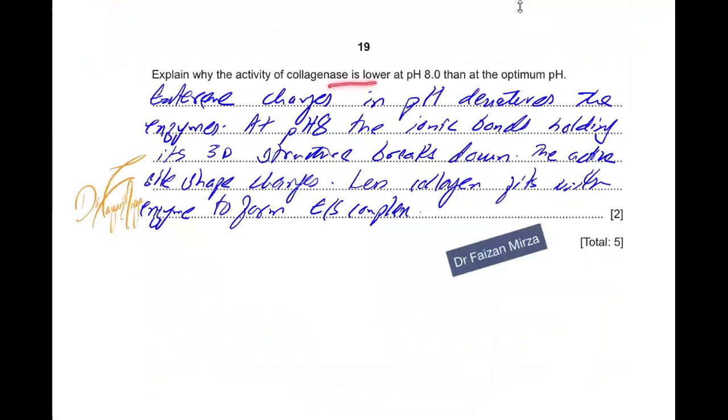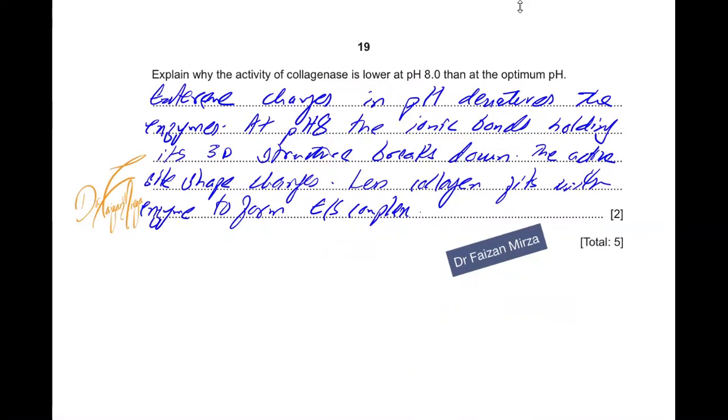Explain why the activity of collagenase is lower at pH 8.0 than at the optimum pH. So what happens when the pH changes? What happens in the enzyme? Changing the pH denatures the enzyme at pH 8. The ionic bonds holding the 3D structure start to break down. The active site shape changes. Less collagen fits with the enzyme to form the ES complex.